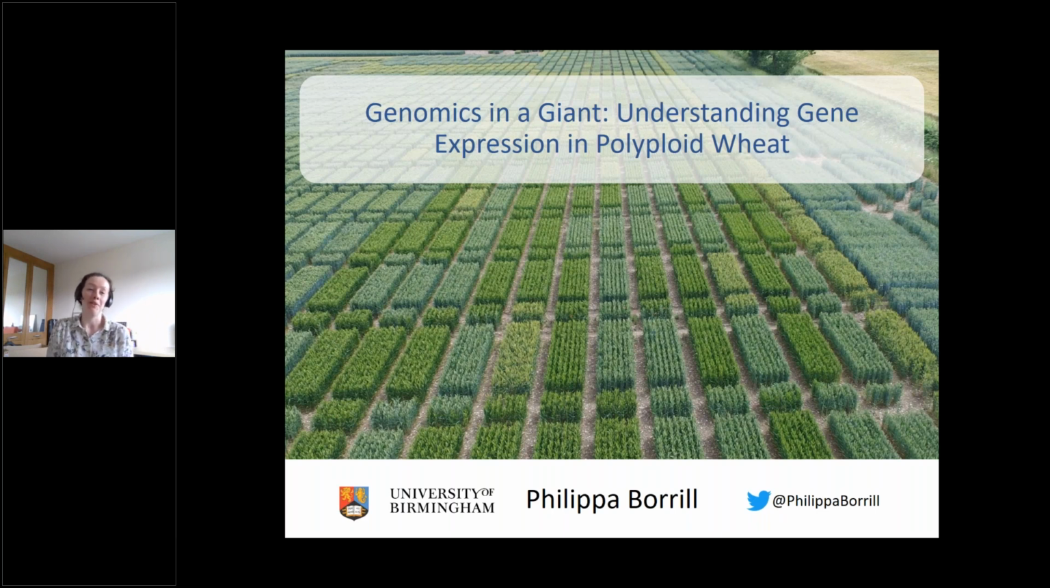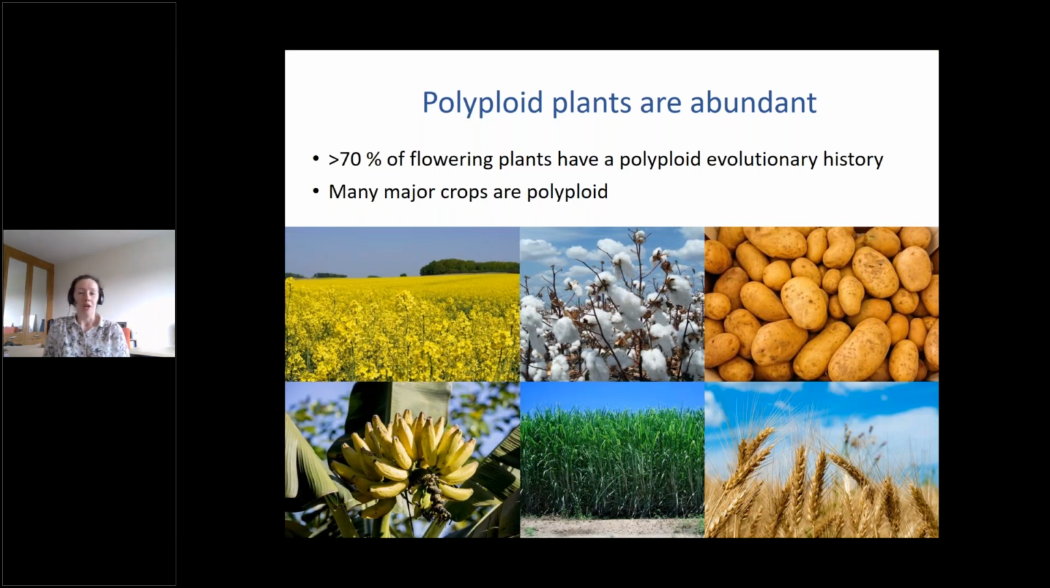But today I'm going to talk about wheat genomics and specifically about what work we've been doing to try to understand gene expression in polyploid wheat. The reason that I'm so interested in polyploidy is that polyploid plants are abundant around the world. Over 70% of flowering plants that grow in the natural world have a polyploid evolutionary history. And it's not just natural species, it's also major crop plants. You can see a selection of polyploid crop plants on the slide below. Things like oilseed rape, cotton, potatoes, bananas, sugarcane, and wheat, my favorite, that you'll be hearing a lot more about today.